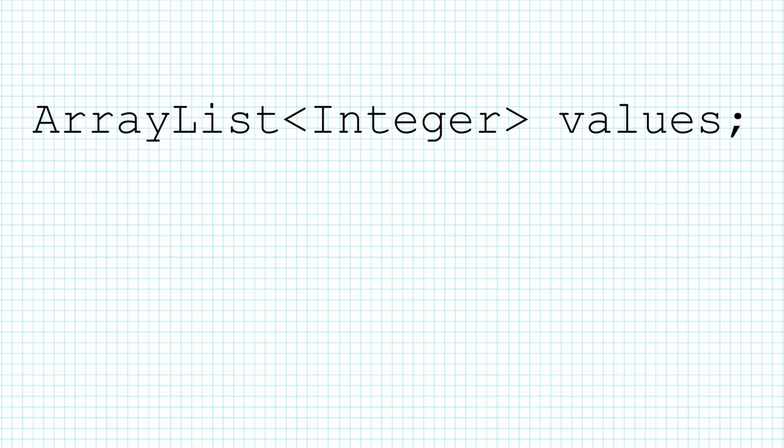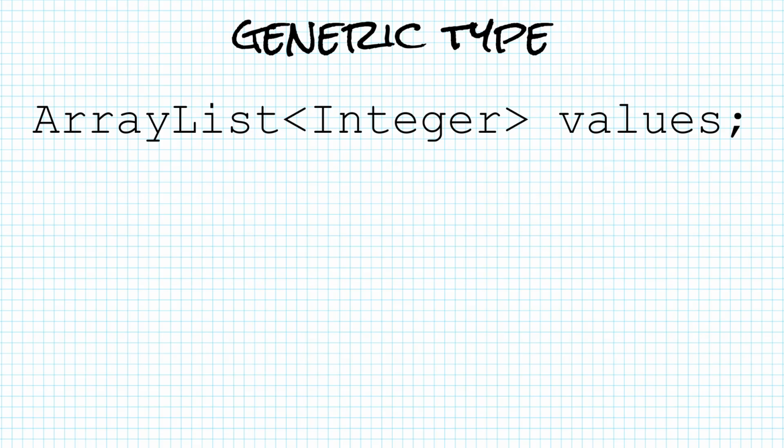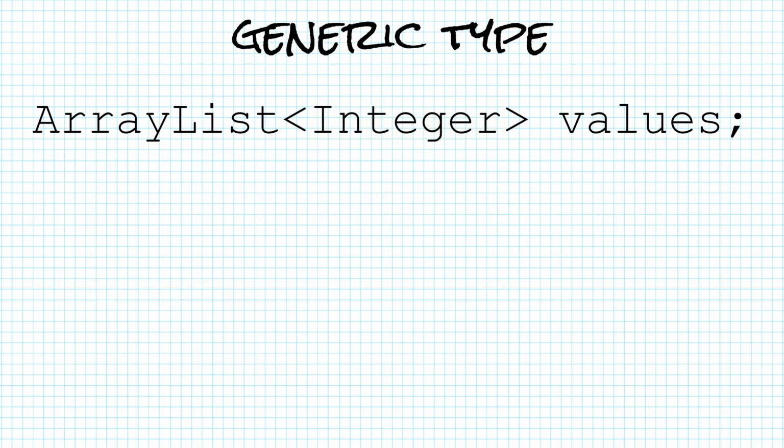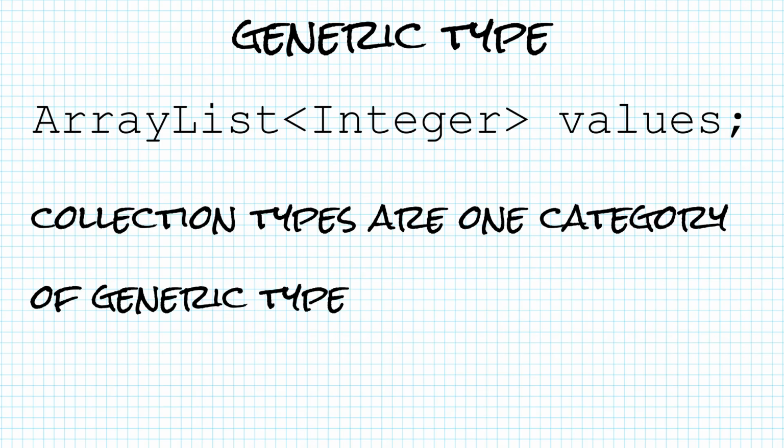The angle brackets after ArrayList indicate that it is a generic type. A generic type is a data type that can be parameterized with a type, as we're doing here, parameterizing ArrayList with Integer. The type parameter goes inside the angle brackets. An ArrayList is one category of generic type that you'll find in Java, types that are collections of other types. Another example is a hash map, which you may have briefly noticed in the choropleth map example a few videos back. You can also create your own generic types.